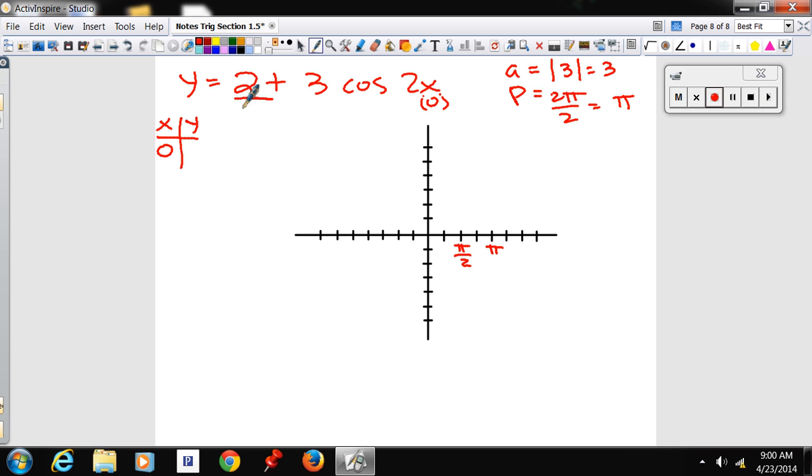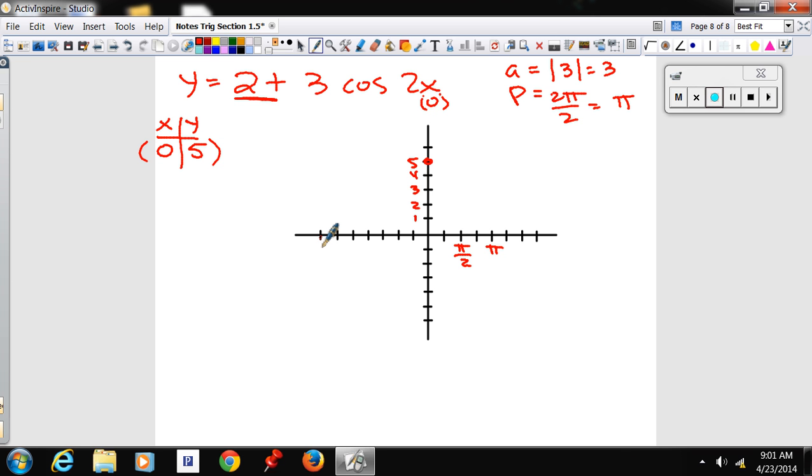But what are they doing here now? Adding 2. So what's 3 plus 2 more? 5. So your 1 point on your graph is this coordinate right there: 0, 5. So over 0, I'll do 1, 2, 3, 4, 5. I'll put it right there.